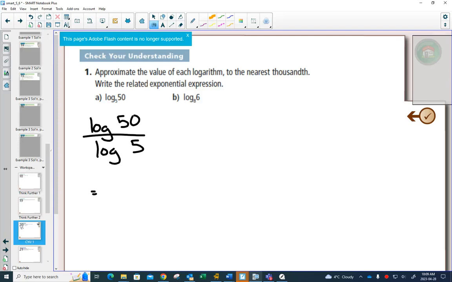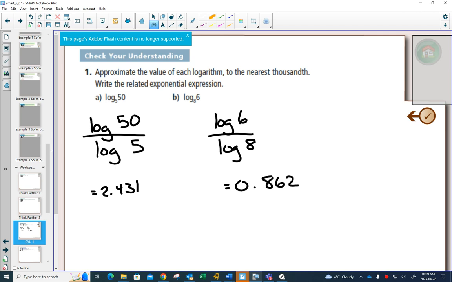And we get 2.43. Same thing here, we would type in log of 6 divided by log of 8. Oh, to the nearest thousandth, sorry, 2.431. And 0.862.